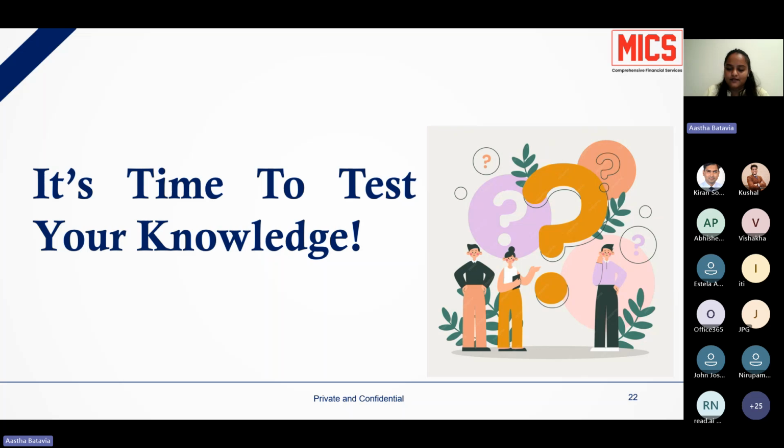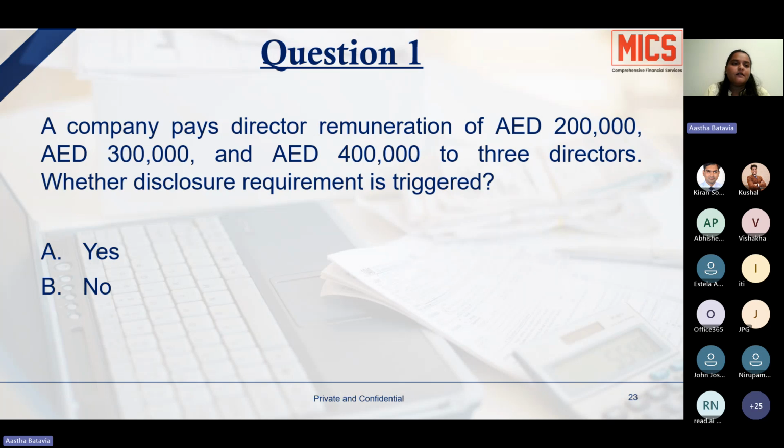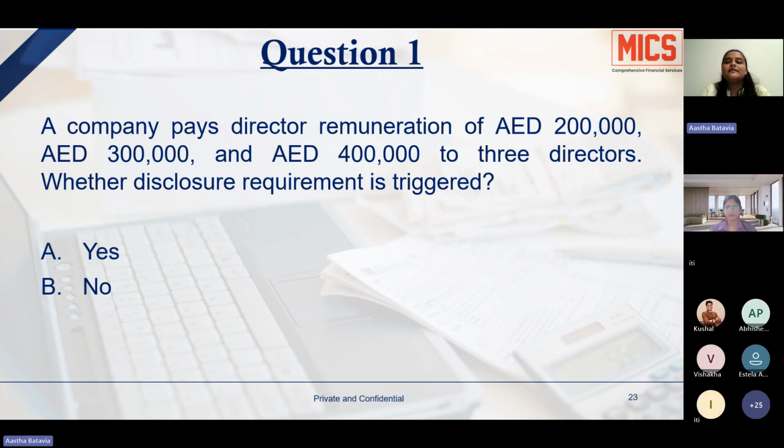Again, let's have some question and answer. So to understand it better, let's have a question again. In this case, a company is paying director remuneration to three directors, around AED 200,000, AED 300,000 and AED 400,000. Whether the disclosure requirement is triggered or not, please let us know in the comment section.